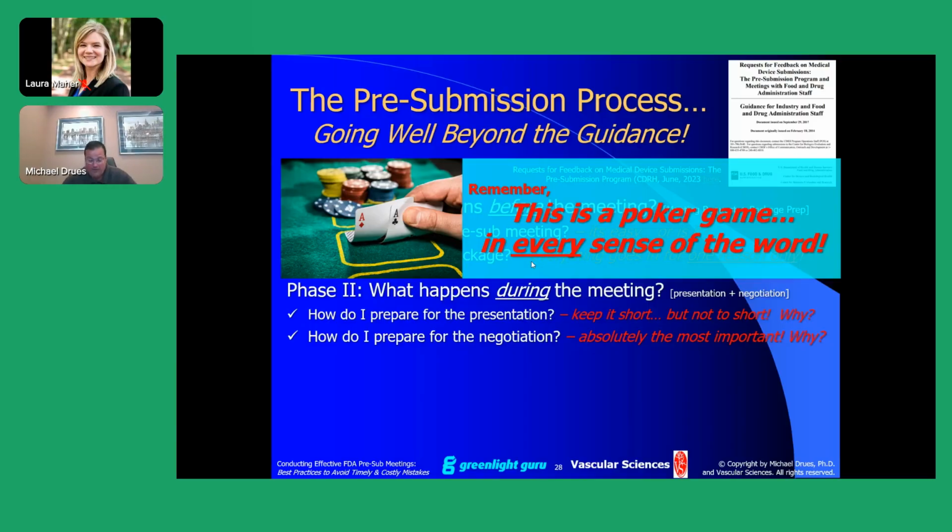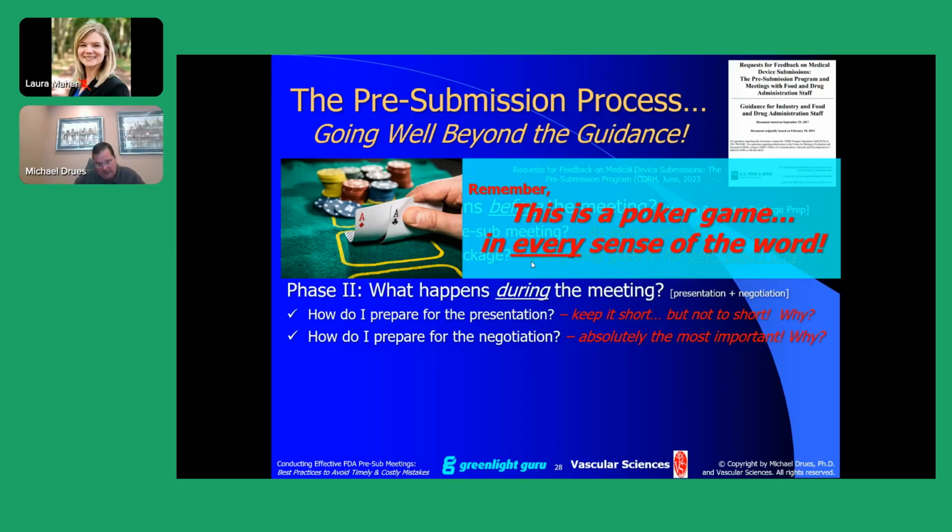I can't tell you how many times I've seen companies go into the FDA, they present their plan for whatever reasons FDA says they're not buying it, and the company doesn't know what to do. They're looking at the FDA like a deer in the headlights because they're not prepared to negotiate. I spend a lot of time prepping out scenarios. If FDA says this, we say that. If FDA asks this, we respond that, and so on and so on and so on.